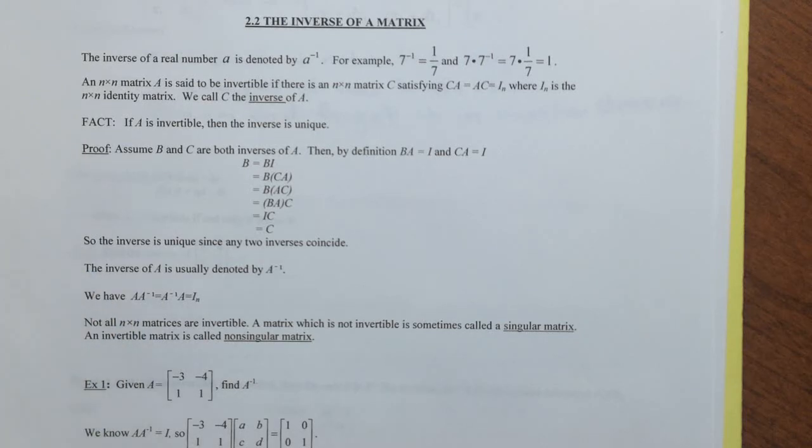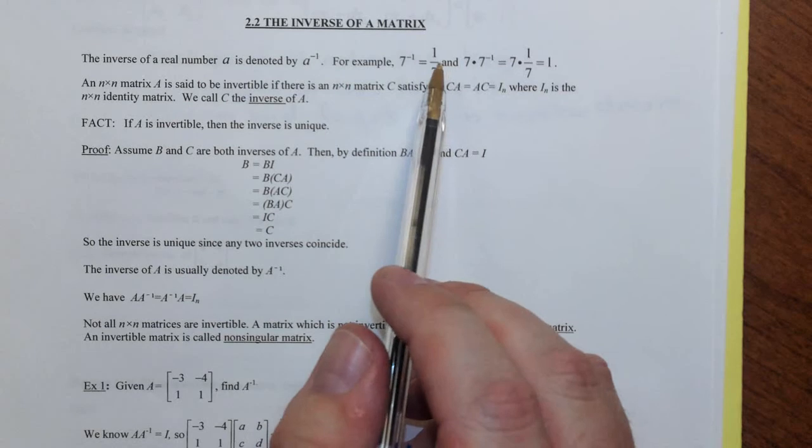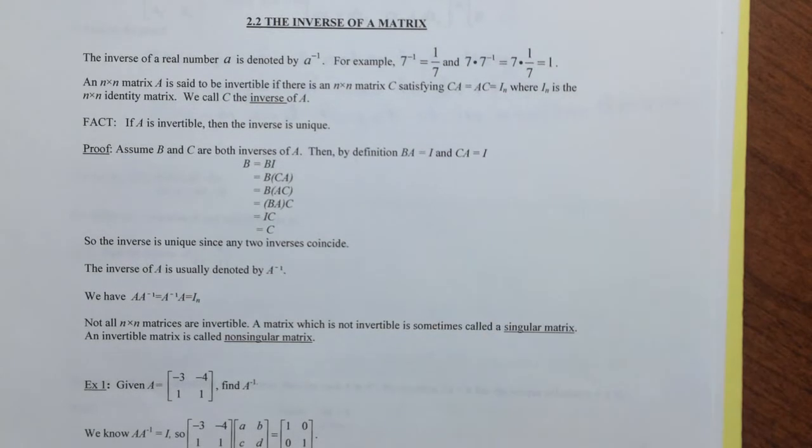Section 2.2, the inverse of a matrix. You've previously discussed inverse operations throughout math. You've also discussed the inverse of a number. Now, numbers, of course, have an additive inverse and a multiplicative inverse. We're concerned with the multiplicative inverse. If I had, for instance, 7, its multiplicative inverse is the reciprocal 1/7. When I multiply those, I get the multiplicative identity 1.